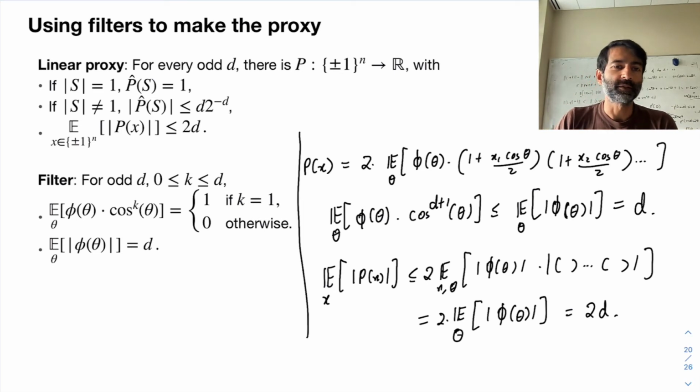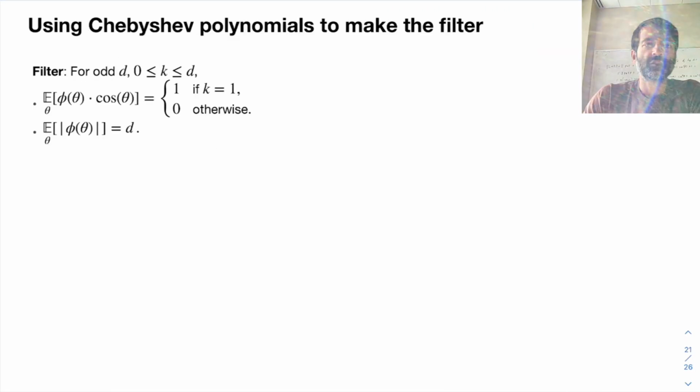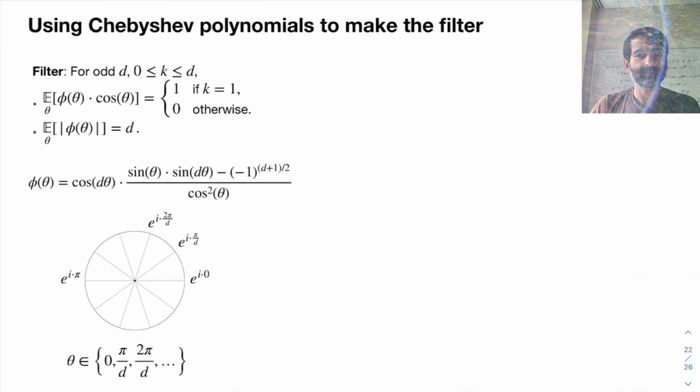So that's how the filter implies the proxy. Now all that's left is for me to prove that such a filter exists. To make the filter, I'm going to use the properties of Chebyshev polynomials extensively. Here's the filter that we want to construct, and here's the formula for the function phi that we'll use. It looks a bit complicated, but I'm going to explain where this formula comes from.